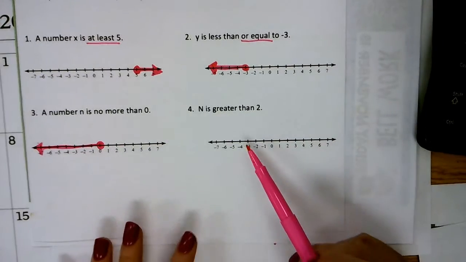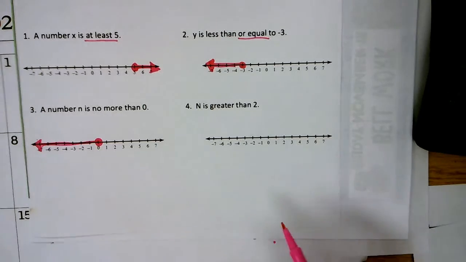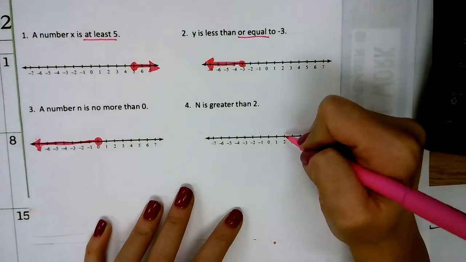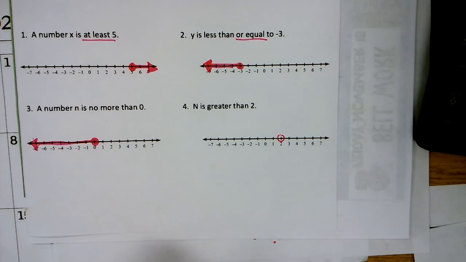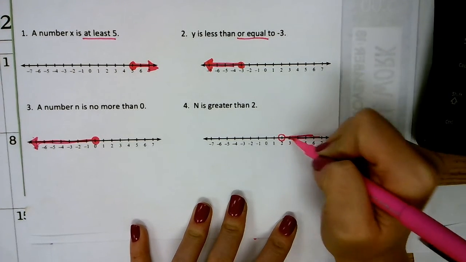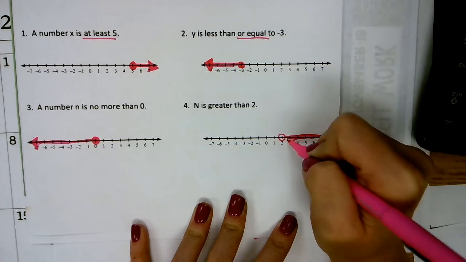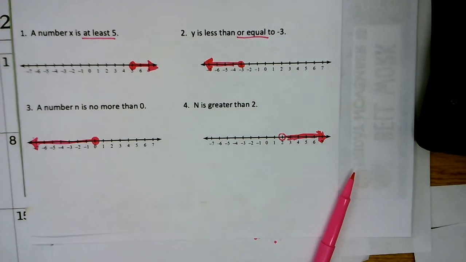And then the last one, number 4, n is greater than 2. This one, again, spells it out very nicely what we need to do. So we're going to go to 2, we're going to put a circle there. It says n is greater than 2. So we are going to leave that circle open because 2 does not satisfy this inequality. And then n is greater than 2. You want to shade in the direction where the numbers are greater than 2, which would be over here, because all of these numbers are greater than 2. And that's the final answer.